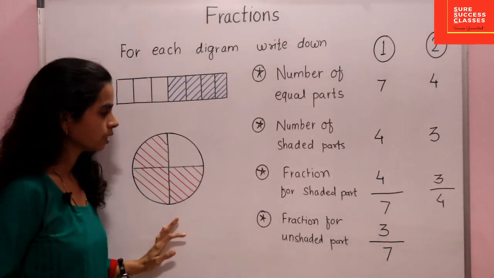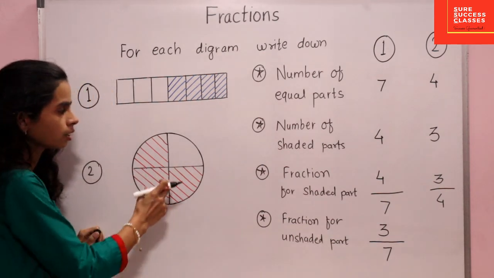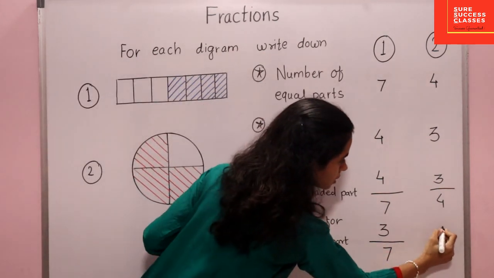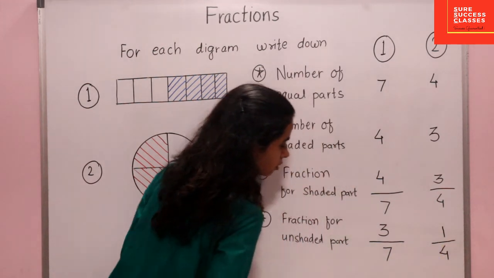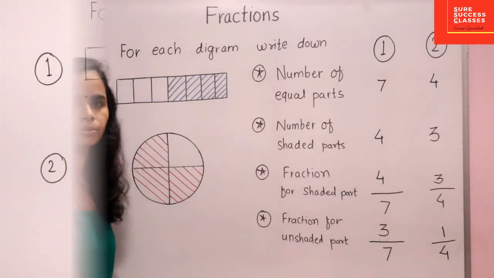And for the second diagram, fraction for unshaded part. Here the unshaded part is this one, means only one part is unshaded out of 4 parts. Fraction for unshaded part is 1/4.